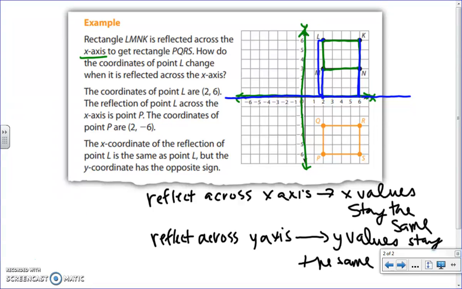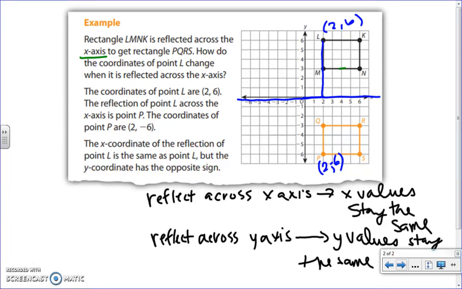Okay, and so if I had just these points here, L, K, M, and N, and they made a quadrilateral, in this case a rectangle, and we reflected them across the x-axis, what would happen is that the y values would change, the x values would stay the same. So if LK was at 2, 6 before, its counterpart would be 2, negative 6. Okay, just the y value changed, the x would stay the same if we're reflecting across the x-axis.